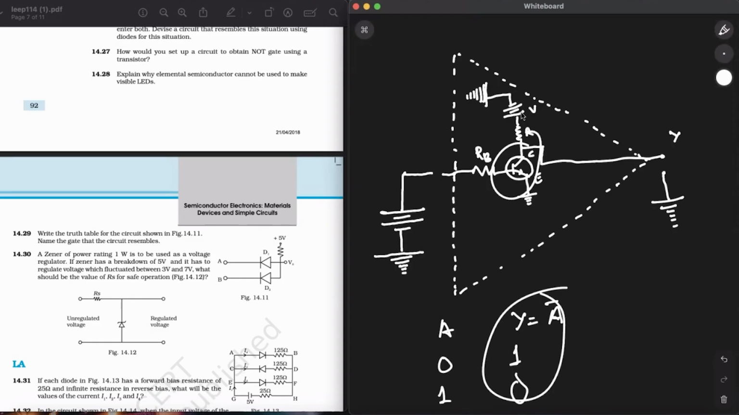If the input is high, the transistor current is in saturation and the net voltage at the output will be 0, because the circuit will act as a short and the net voltage drop across the resistor will be max. So that is what we have tried to do over here.